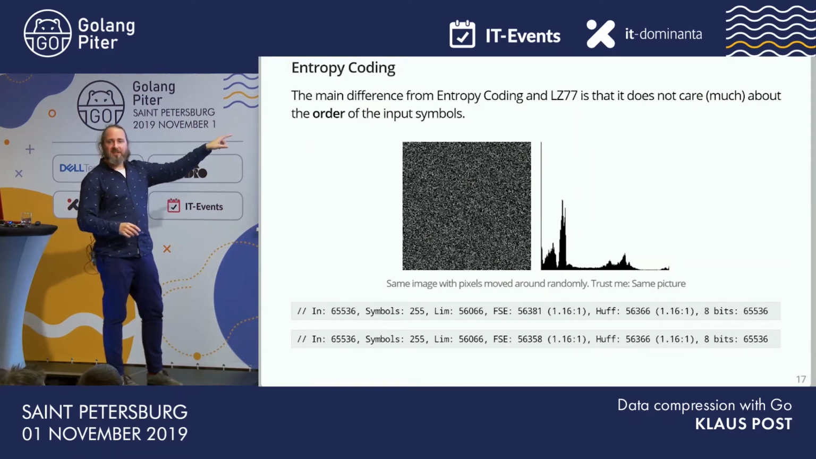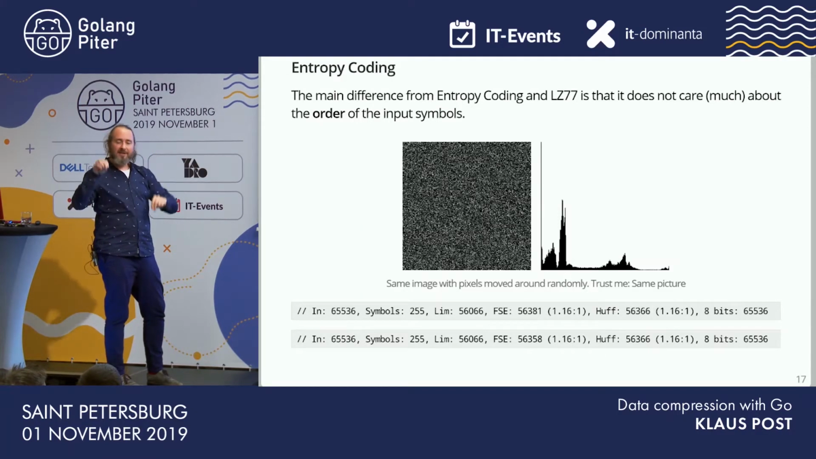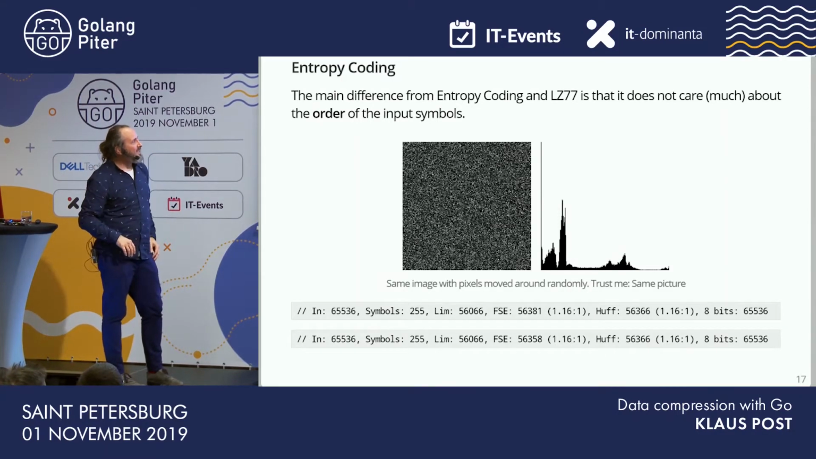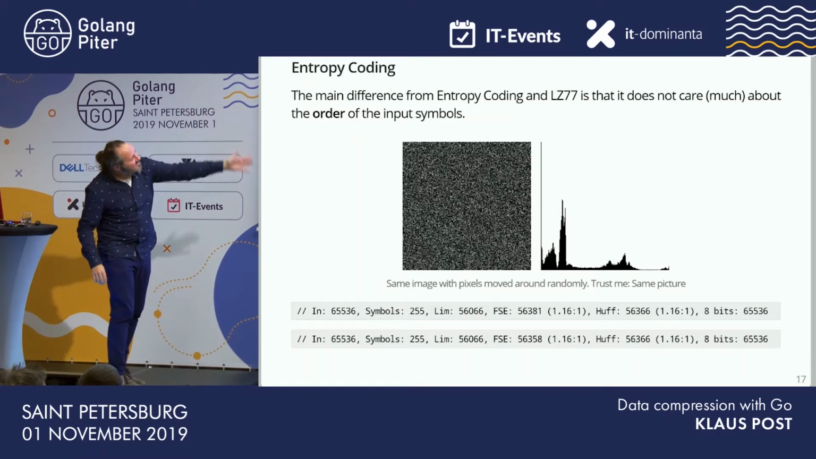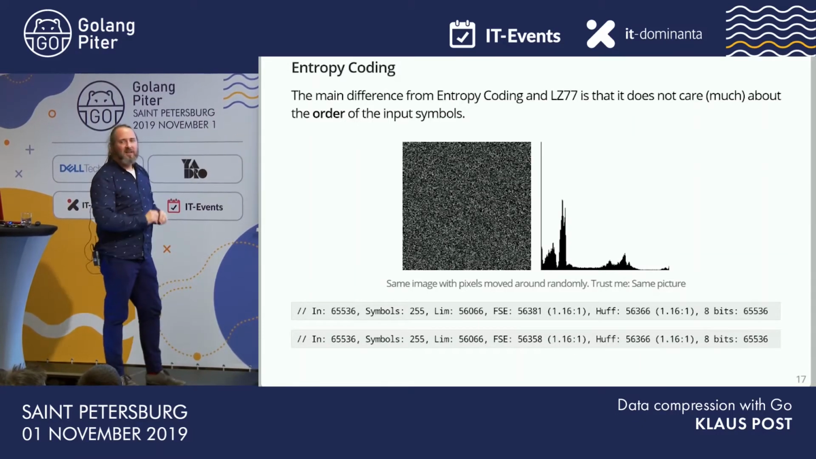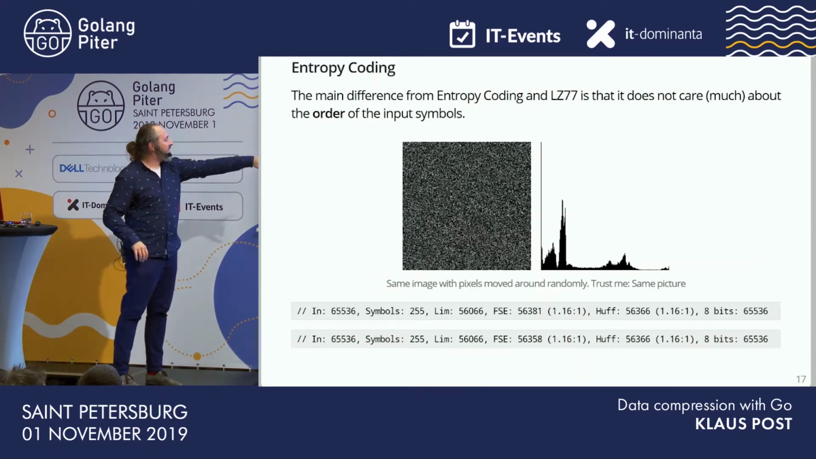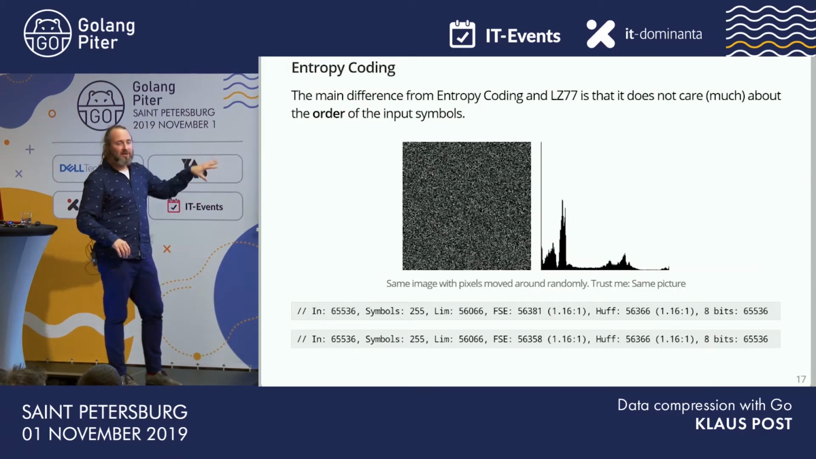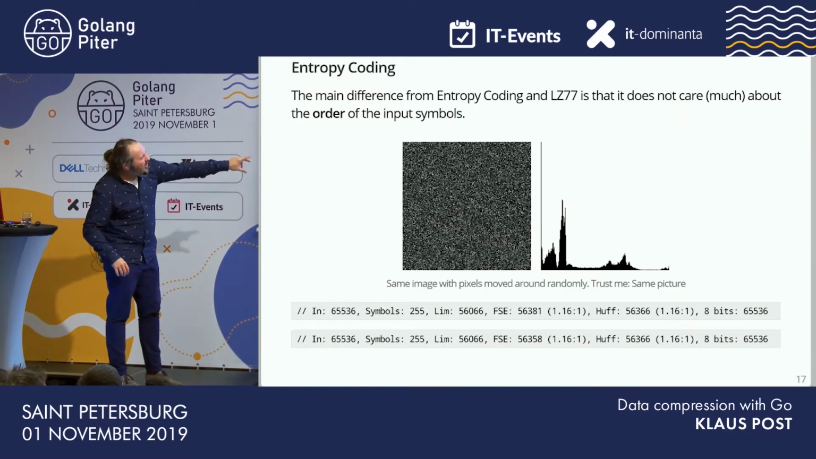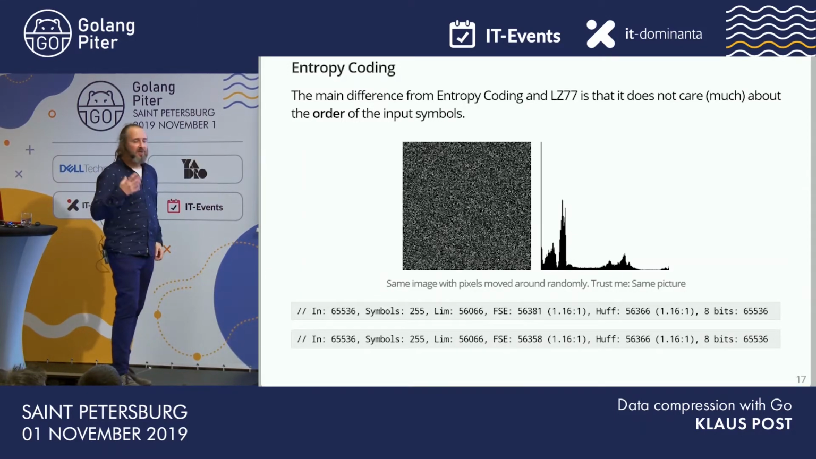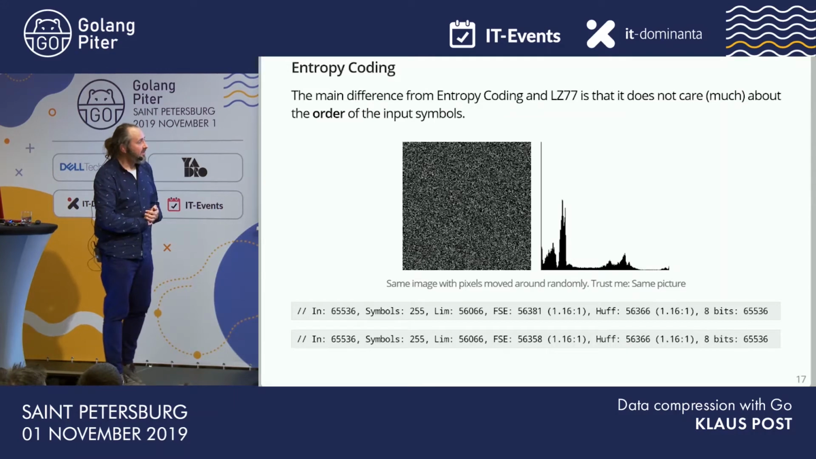So here I've taken the same pictures, just moved the pixels randomly around. Trust me, it is the same picture. As you can see, the distribution of the symbols is exactly the same, but it's obviously in a completely different order. The size is pretty much also the same. You can see it's still 56K as the theoretical limit, and you have almost the same numbers. I think for Huffman it's actually the same.